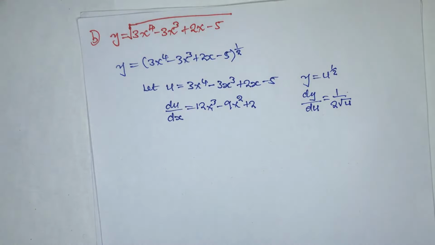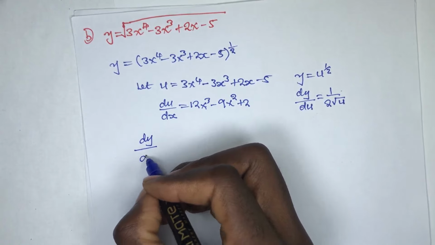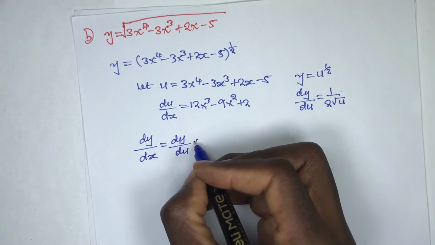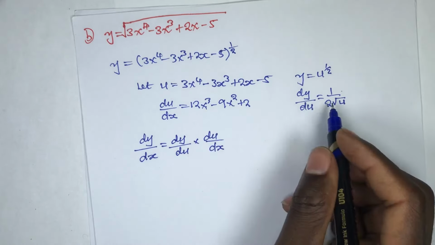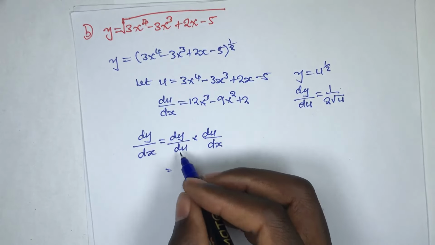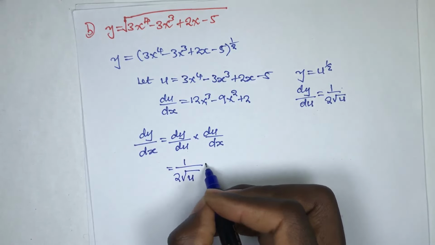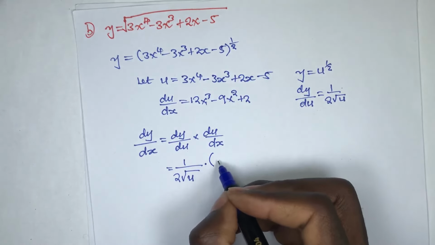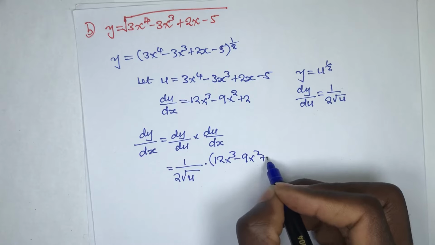So now, remember to say the chain rule: the derivative of y with respect to x is equal to the derivative of y with respect to u multiplied by the derivative of u with respect to x. So now we're just going to get these two functions that we have there and make our substitutions. So dy/du, this function here, is 1 over 2 the root of u multiplied by du/dx, which is 12x to the power 3 minus 9x squared plus 2.